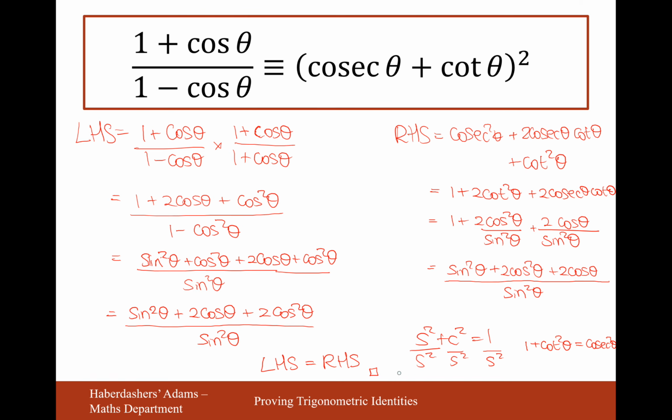That was a really tough one there. We had to work on both sides quite a lot, but we did end up with left hand side equals right hand side. So there we are. That's the Trigonometric Identities video for the cosec, sec and cot edition.